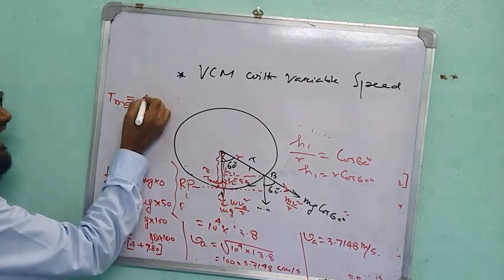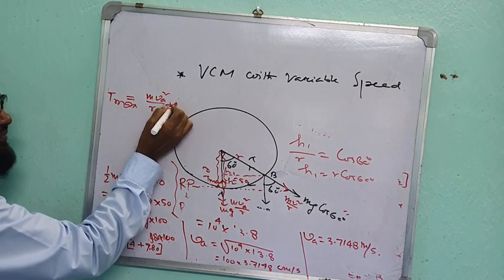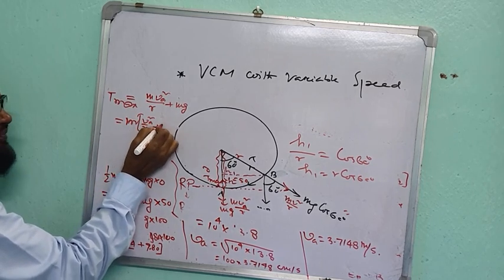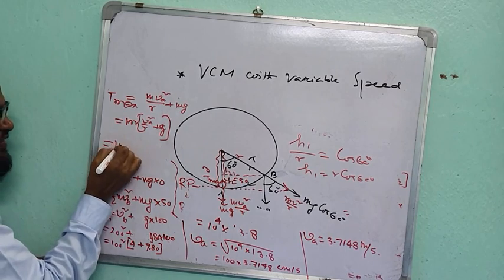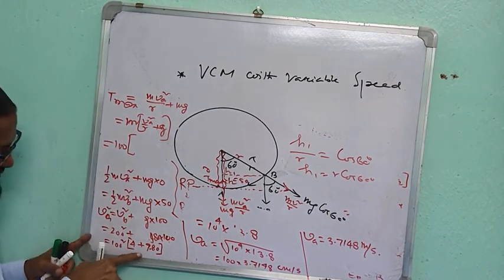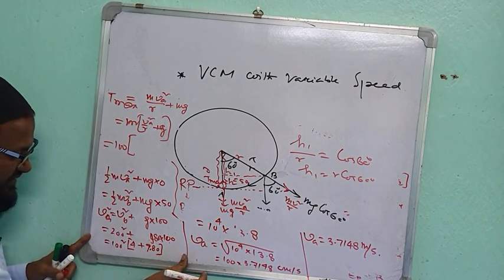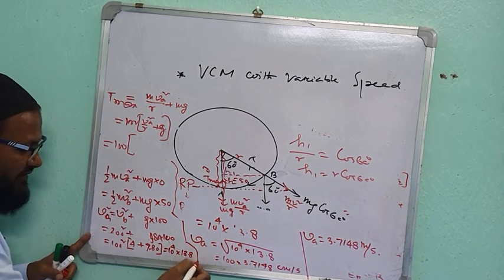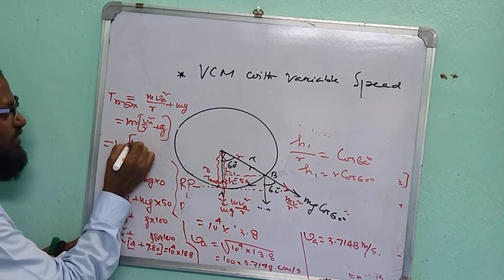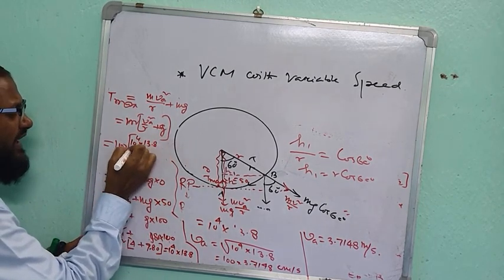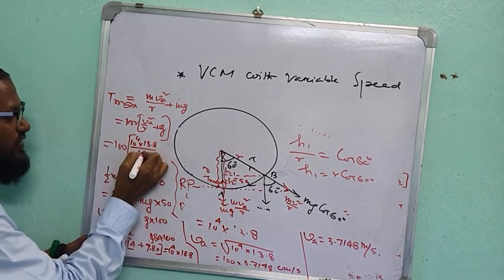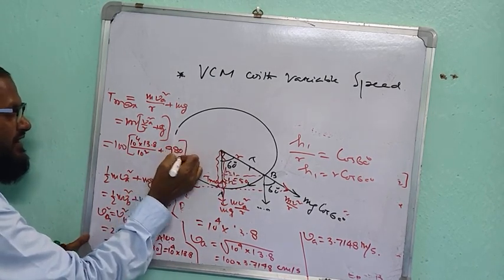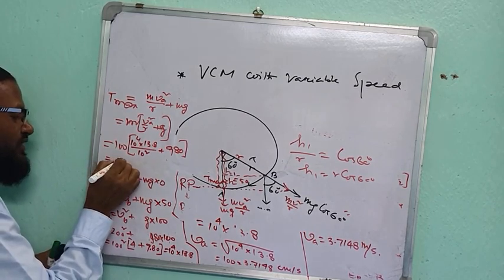This is M V A squared by R plus M g. Take common M. What is this? M times V A squared by R plus g. M equal to 100. This V A squared, can you tell me? 100 square, that is 10 to the power 4, into 13.8. Put here 10 to the power 4 into 13.8 divided by r. What is r? 10 to the power 2. And what is this? This is 980. Okay? Suppose after calculation, this is x.